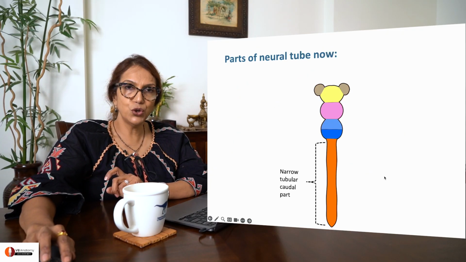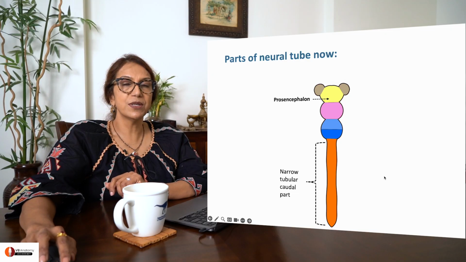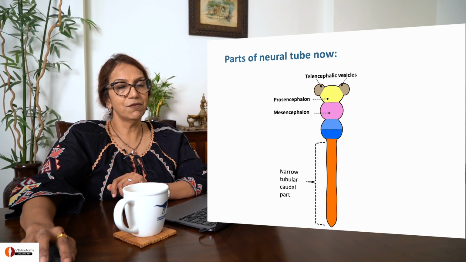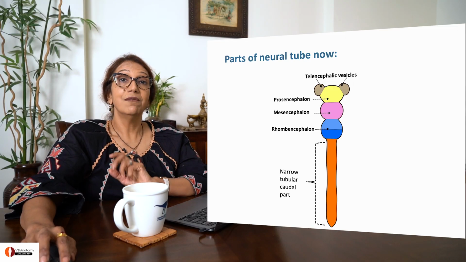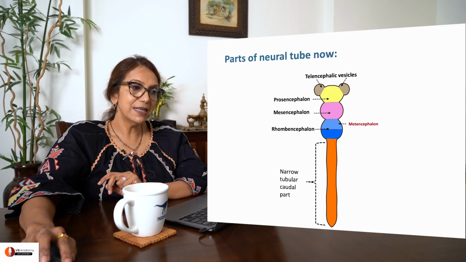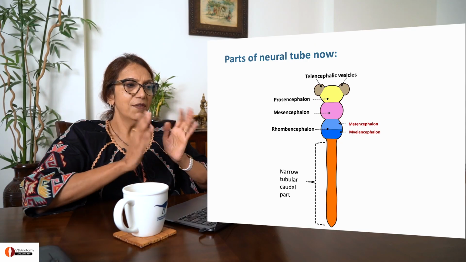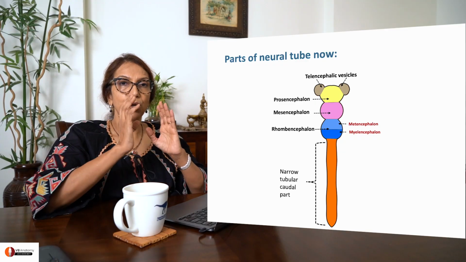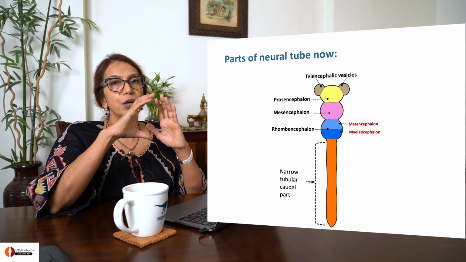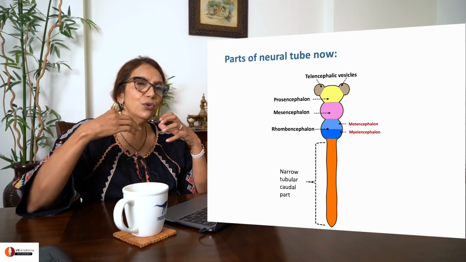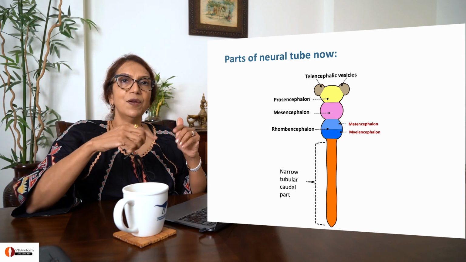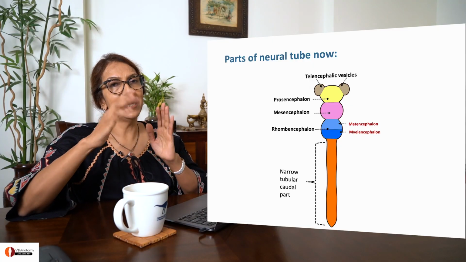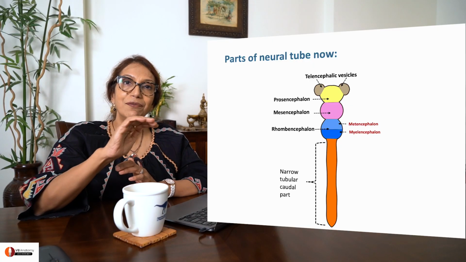So this is the same tube. Let's understand that this is prosencephalon and these are the telencephalic vesicles. This is mesencephalon and this is rhombencephalon, which now has been divided into metencephalon and myelencephalon. Revise this. Get this fixed in your brain. Your cranial dilated part of the neural tube has now got subdivided into so many small parts: telencephalon, prosencephalon, mesencephalon, rhombencephalon divided into metencephalon and myelencephalon. This is basic. You have to know this.